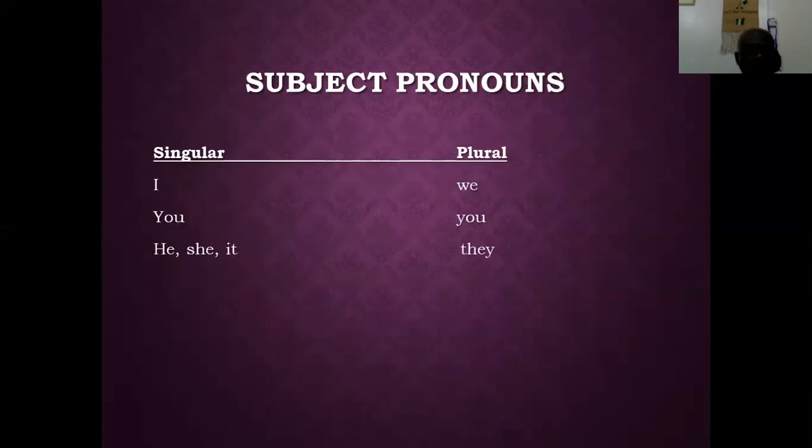Like we have singular and plural nouns, we also have singular and plural pronouns. Examples are the ones you are seeing on the screen. Like the singular pronoun I, the plural is we. You, the plural is also you. And he, she, and it, the plural for the three pronouns is they.